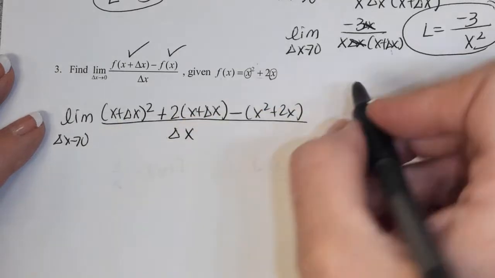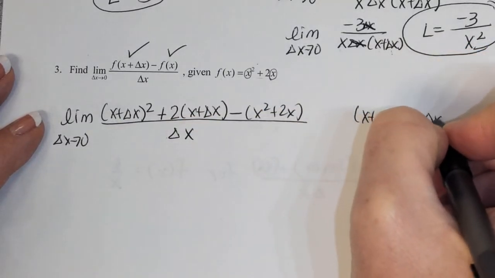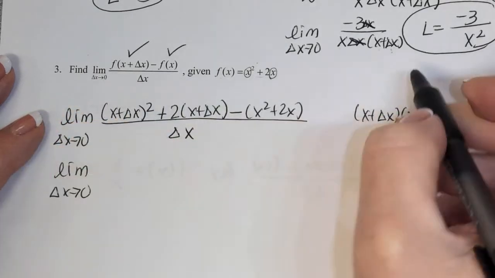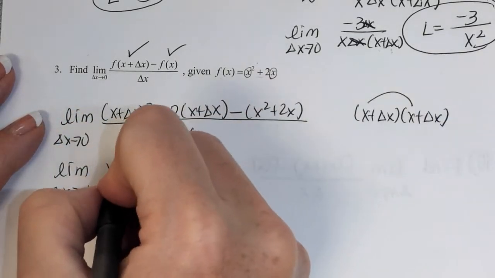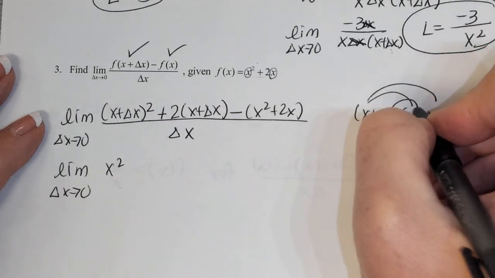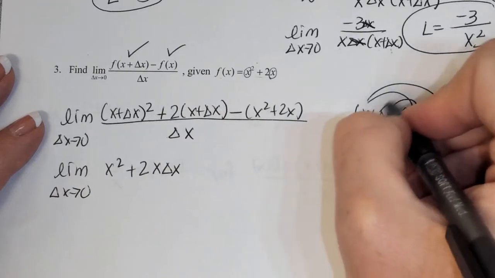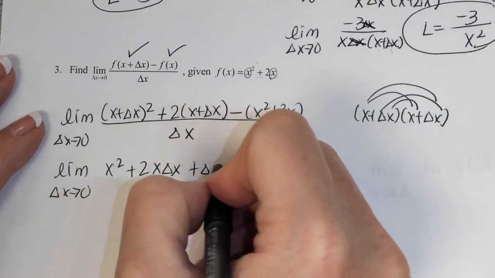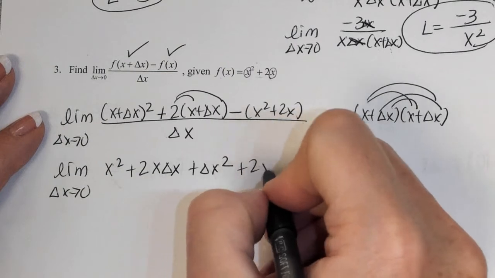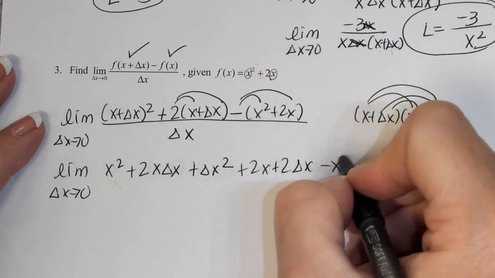When I square this out, I'm going to come over here to the side, x plus delta x times x plus delta x. That will give me x times x is x squared. The outers give me x delta x. The inners give me x delta x. That gave me 2x delta x. The last times the last gives me delta x squared. Distribute this out. Distribute this out.